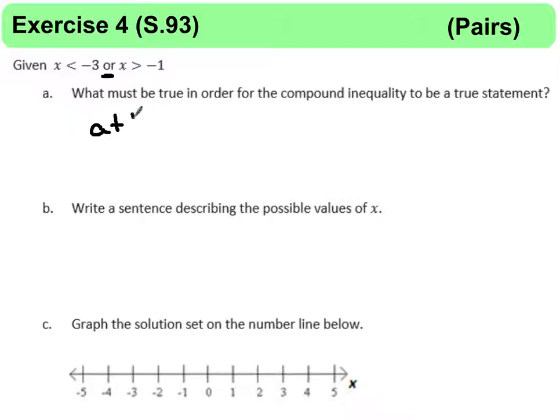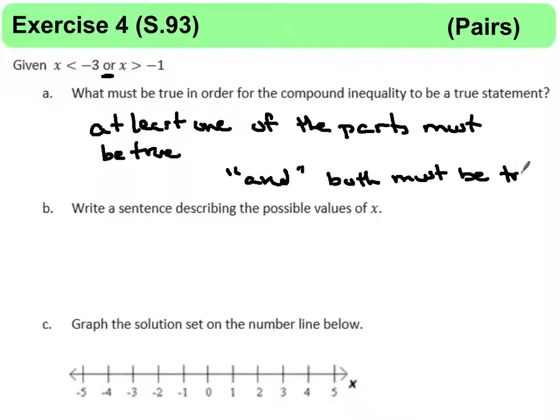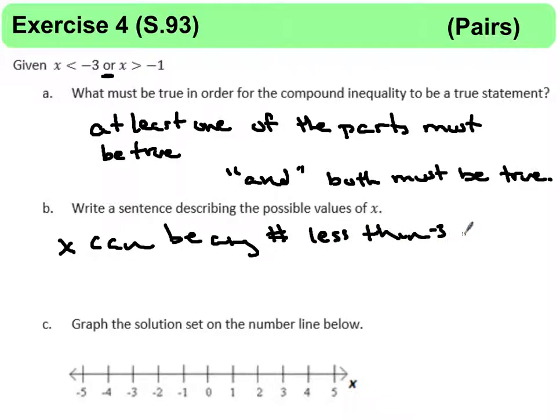Well, at least one of the parts or conditions must be true, as opposed to the word and, where both must be true. So in part B, we want to write a sentence to describe it. We would say that x can be any number less than -3, and here's the key word, or any number greater than -1.